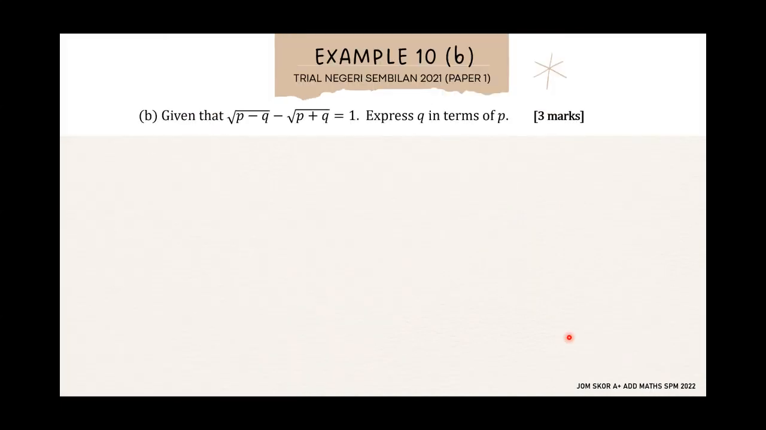Okay, given that surd (P minus Q) minus surd (P plus Q) is equal to 1. Soalannya, express Q in terms of P. Tak minta kita cari nilai, you just nak Q menjadi subjek kepada jawapan. Express Q in terms of P.